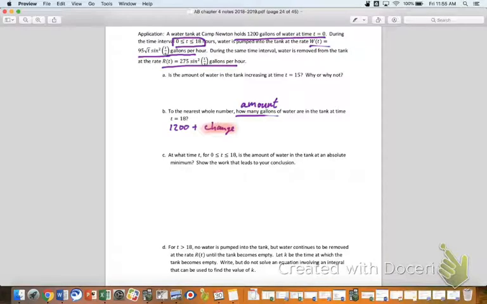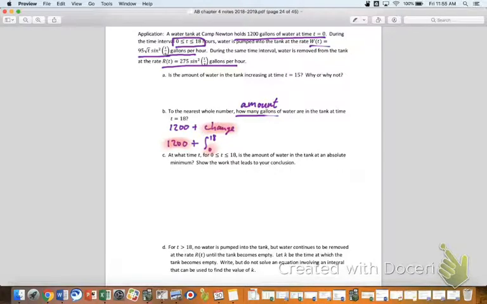So, I've got the original amount is 1,200 plus the change. I got to be a little bit more specific. The change would be the definite integral from 0 to 18. Why would I choose 0? Why would that be one of the two limits on my integral? When t equals 0, the amount is 1,200. So these two things should go together. The 0 should match up with the 1,200. They should go together, right?